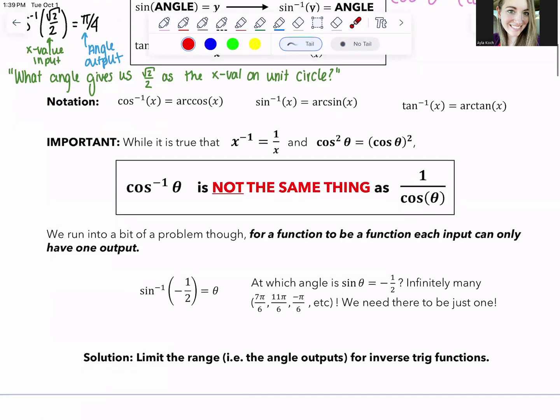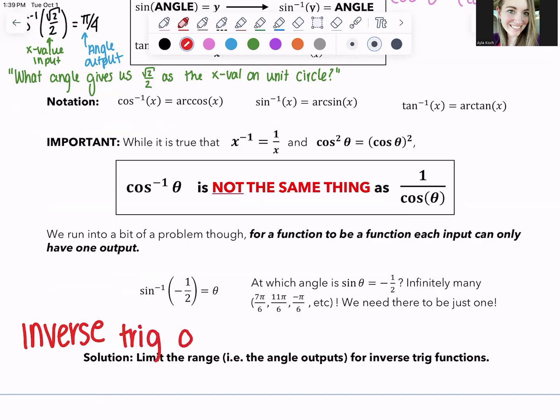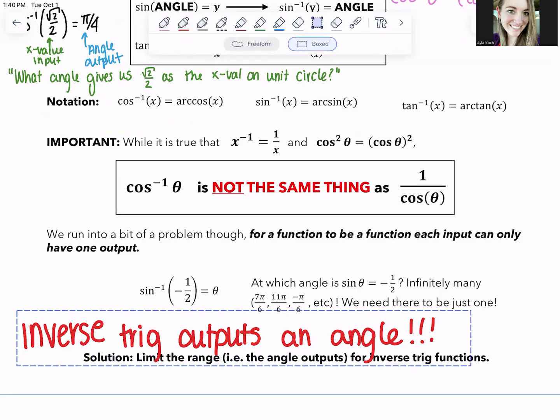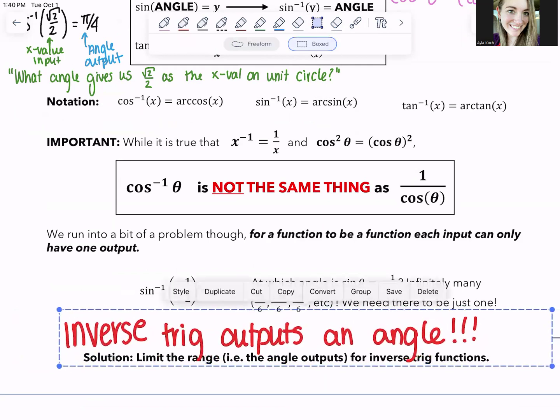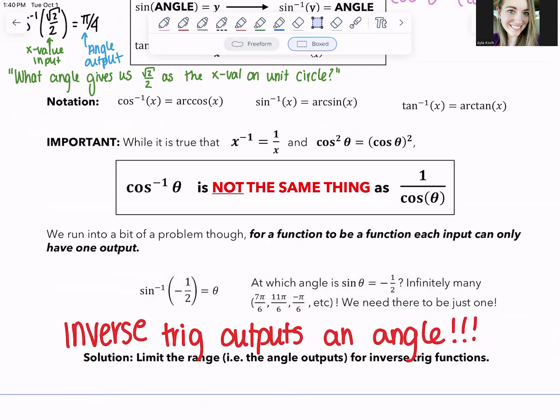The last thing I want to say in this video, and I cannot emphasize anything more important than this next thing I'm going to say, is that inverse trig outputs an angle. You would be best off just repeating that phrase to yourself multiple times a day. Whenever you get bored, maybe repeat that phrase to yourself. Inverse trig outputs an angle.